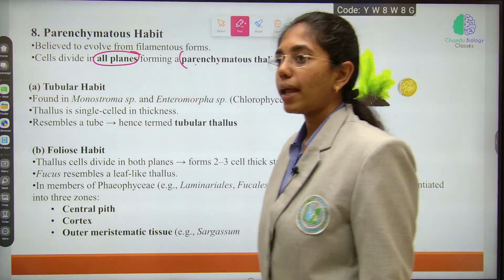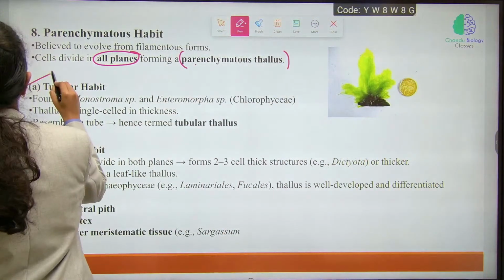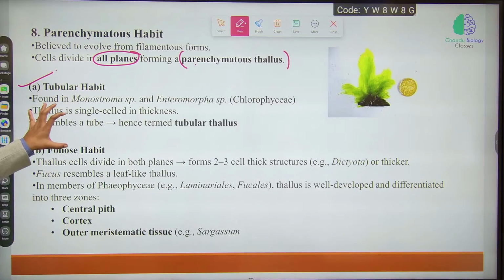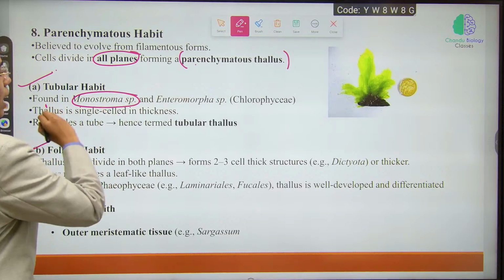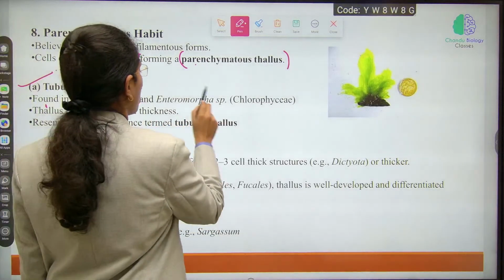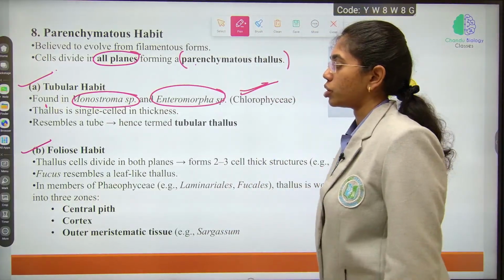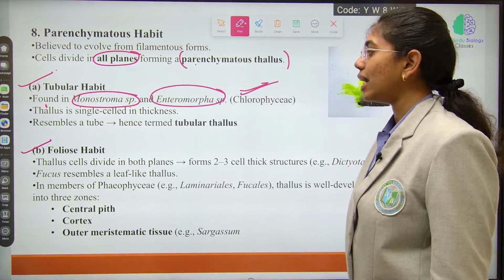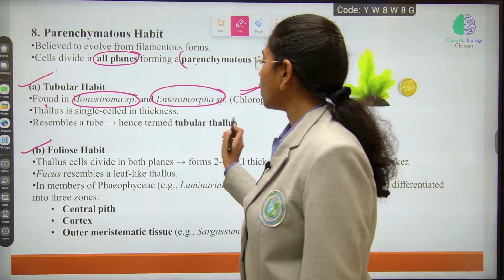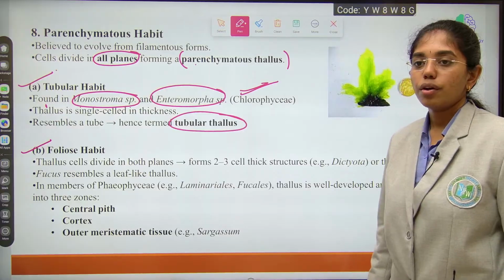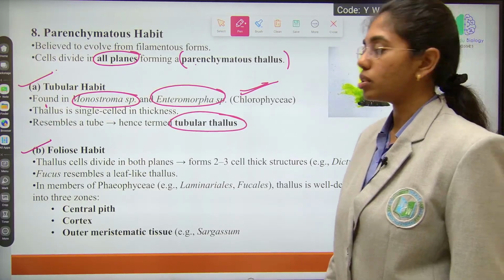One, it can be in the form of tubular habit or it also can be in the form of foliose habit. Tubular habit and foliose habit. Tubular habit, these are found in what type of species? Monostroma species and Enteromorpha species of Chlorophycean class. Thallus is single celled in thickness and this resembles a tube. Hence this is also known as what type of thallus? Tubular thallus. Fine, right?